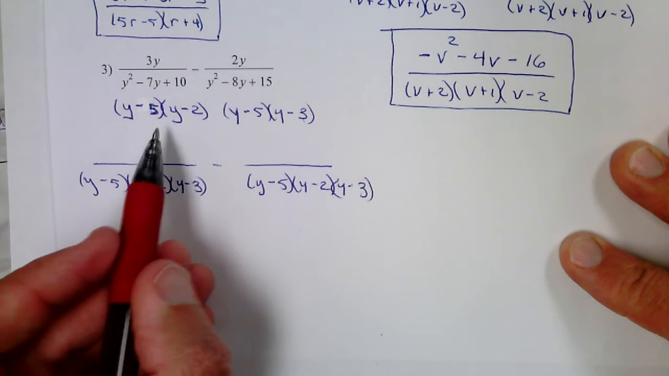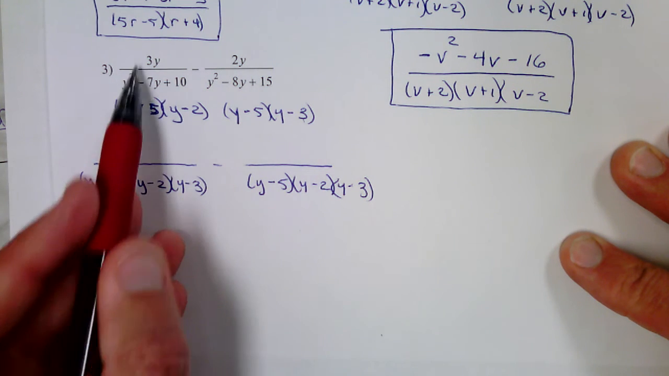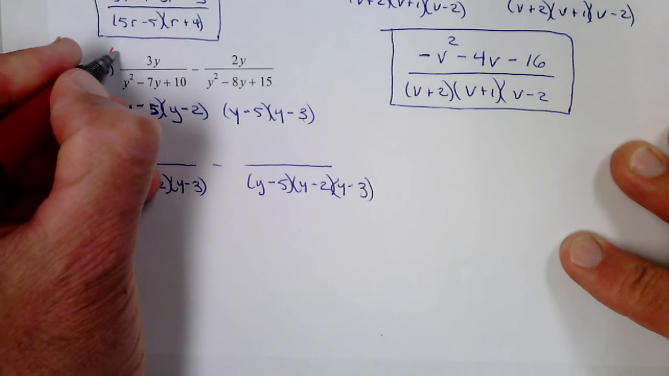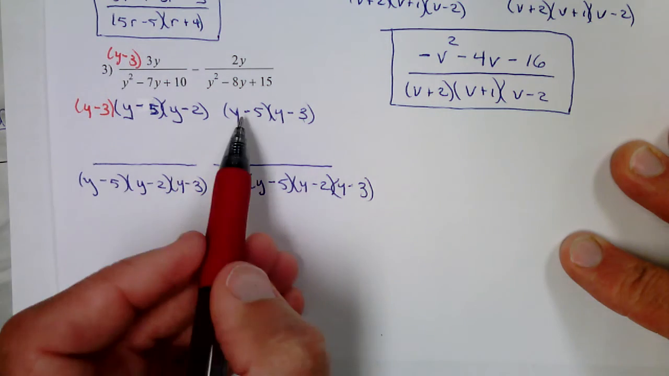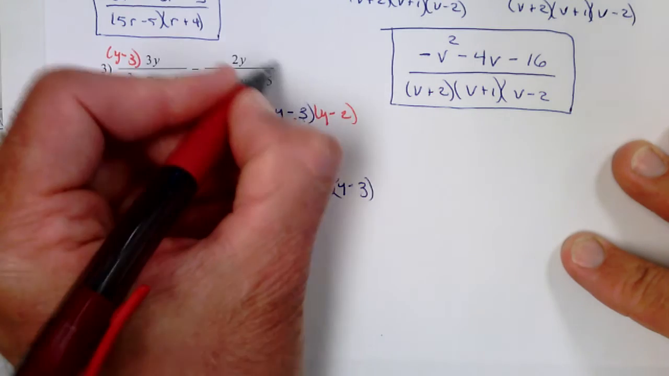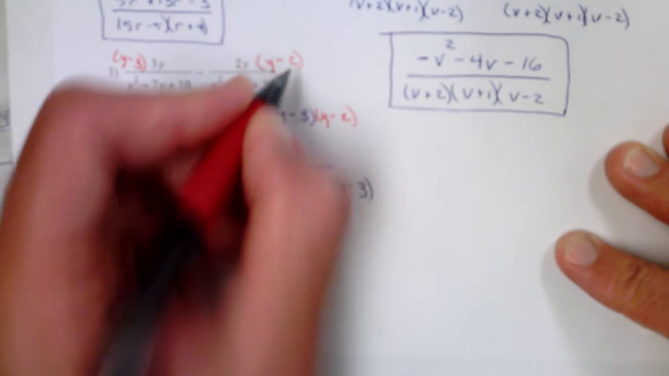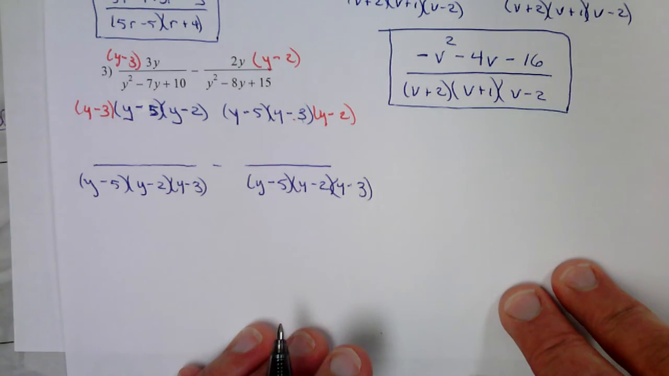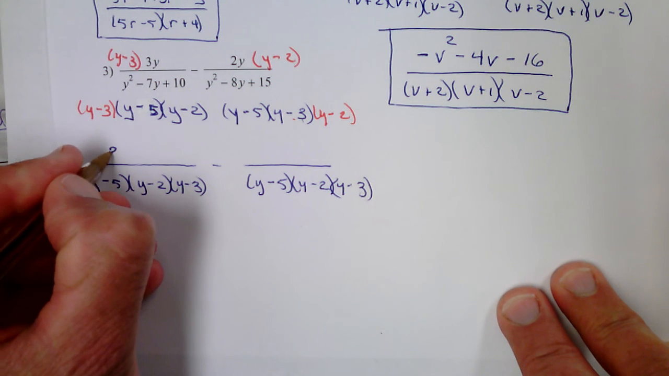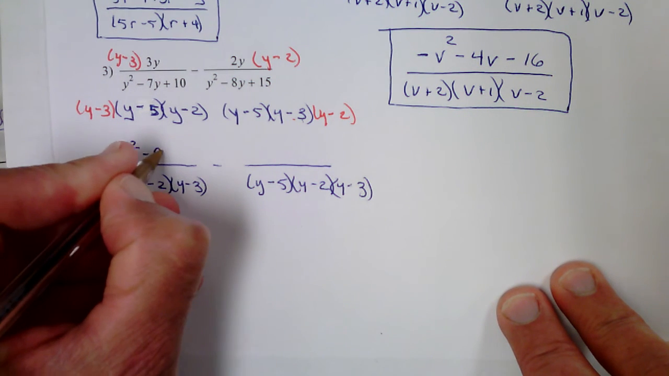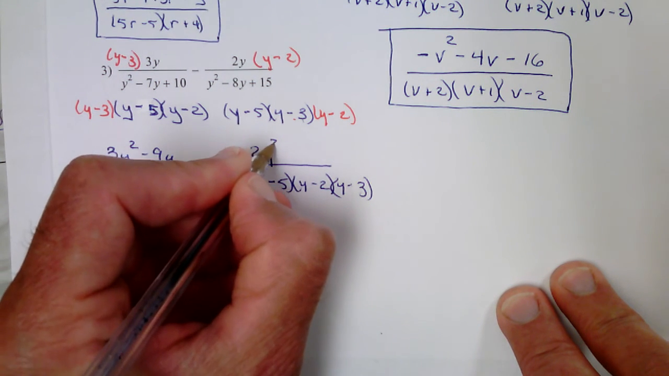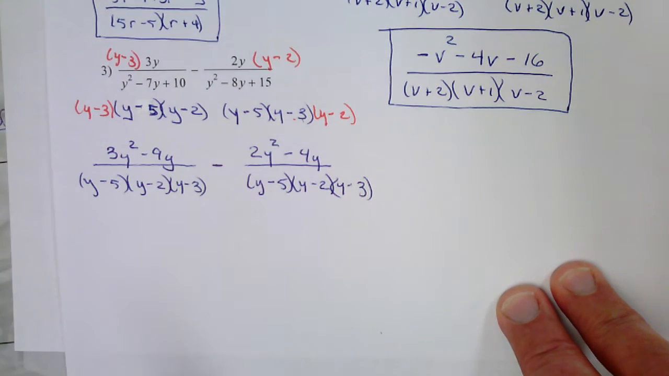Going back to reevaluate, what do I need in this first fraction in order to get the common denominator? Well, I need this y minus 3. And what do I need in the second fraction to get this common denominator? It looks like I need a y minus 2. So you got to make sure you multiply both top and bottom, okay, by whatever you need to adjust the denominator. So when I go to multiply over here, I have 3y squared minus 9y. There's my minus sign. And here I have 2y squared minus 4y.